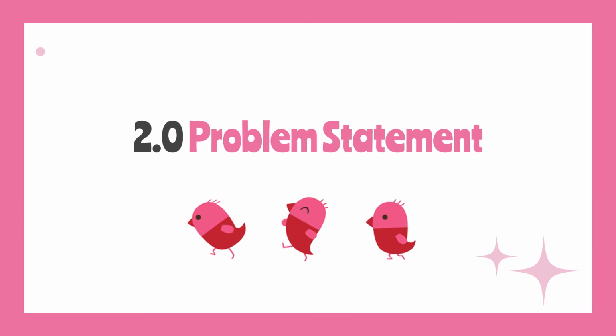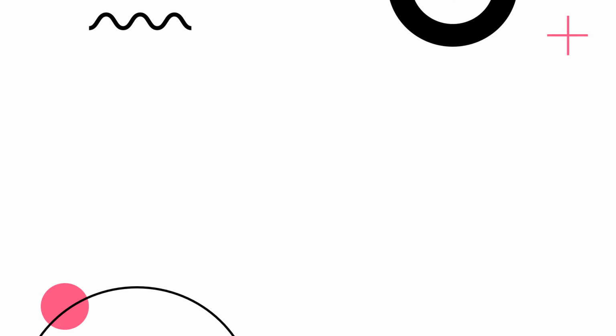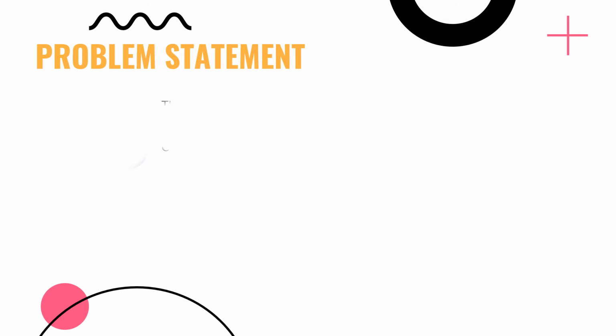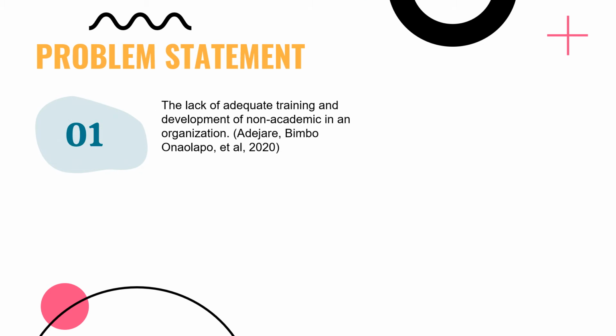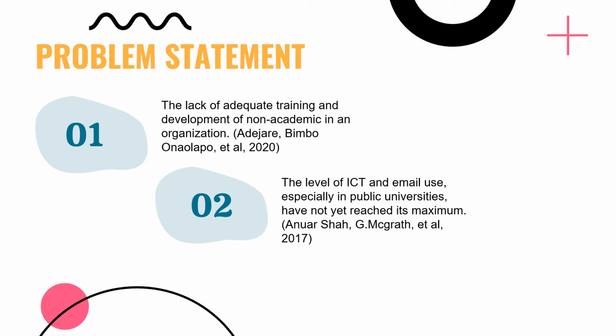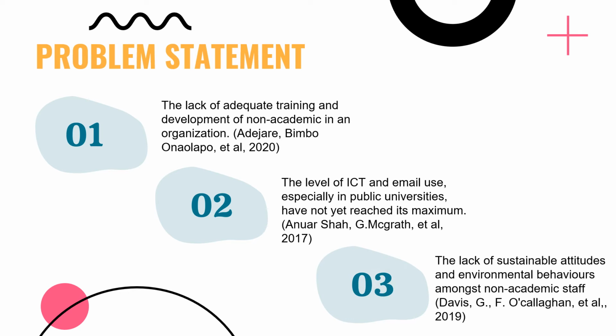Part 2. Problem statement. 1. The lack of adequate training and development of non-academic staff in an organization. 2. The level of ICT and email use, especially in public universities, has not yet reached its maximum. 3. The lack of sustainable attitudes and environmental behaviors amongst non-academic staff.